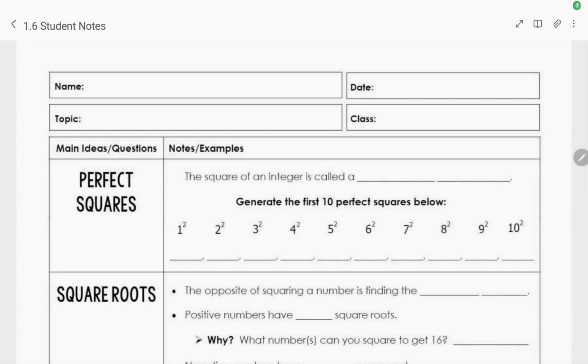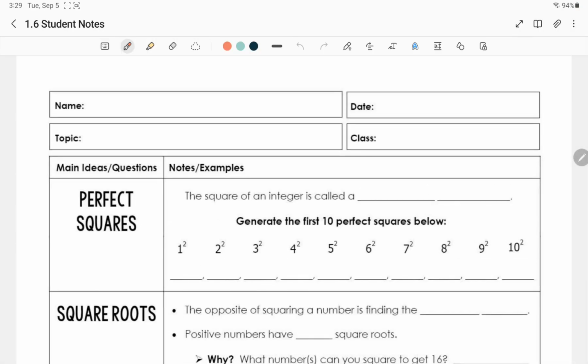We have our pre-algebra lesson today on squares and square roots. Make sure I'm on the pen. Squares and square roots. Should I have said perfect squares? Perfect squares, but we're learning pre-algebra.